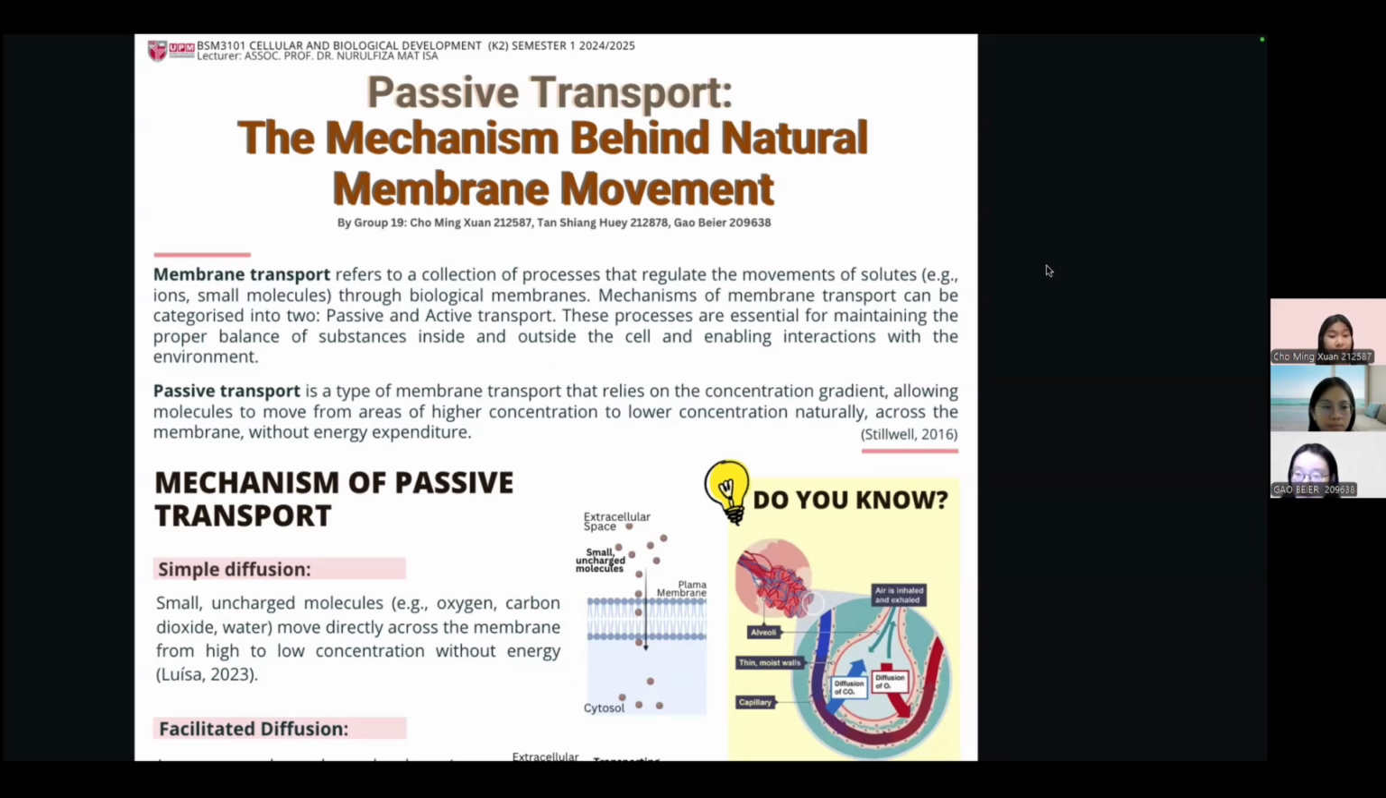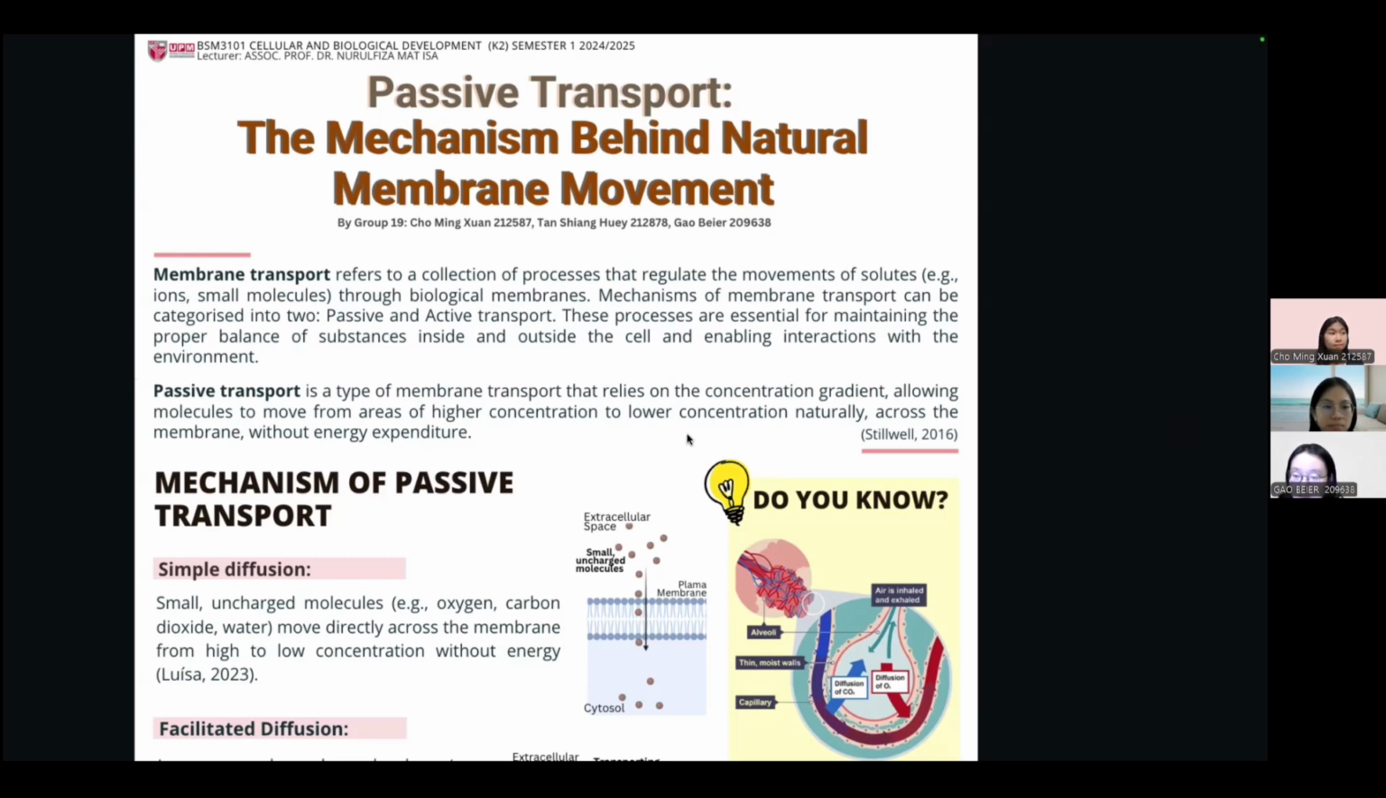Membrane transport refers to a collection of processes that regulate the movement of cells through biological membranes. Mechanisms of membrane transport can be categorized into 2, passive and active transport. These processes are essential for maintaining the proper balance of the substance inside and outside the cell and enabling interaction with the environment. Passive transport is a type of membrane transport that relies on the concentration gradient, allowing molecules to move from areas of higher concentration to lower concentration naturally across the membrane without energy expenditure.